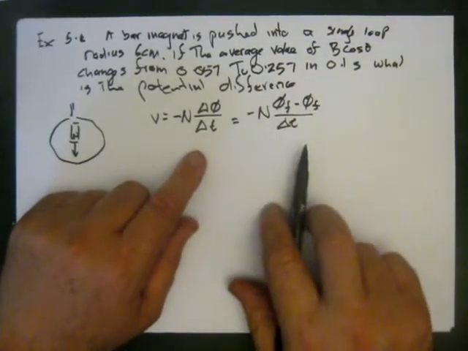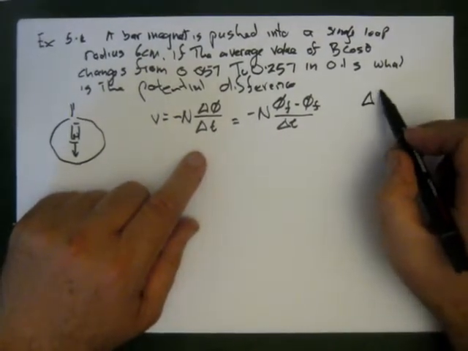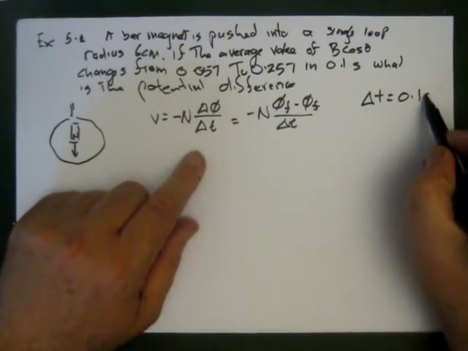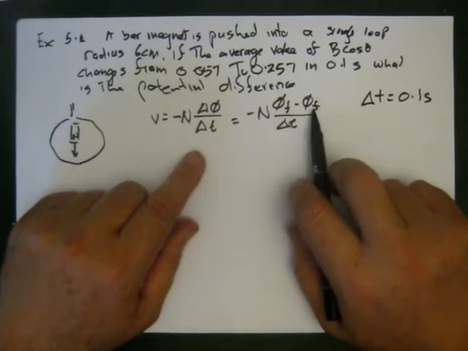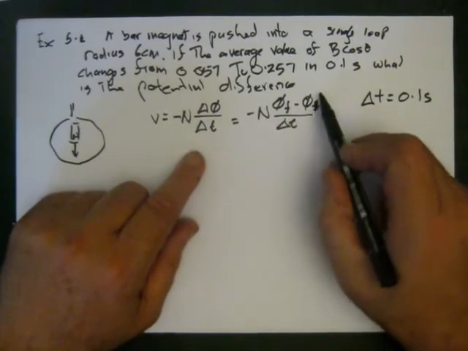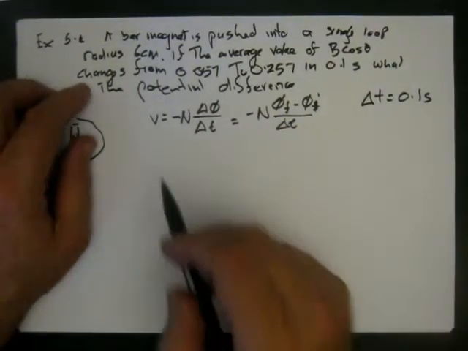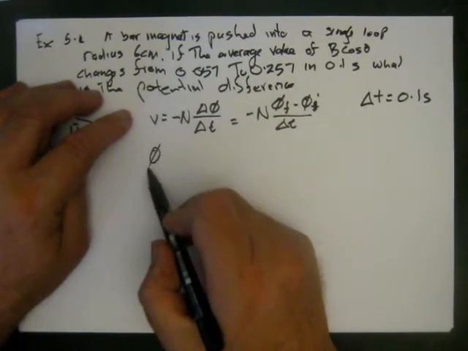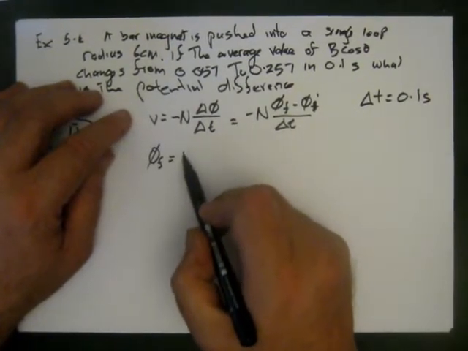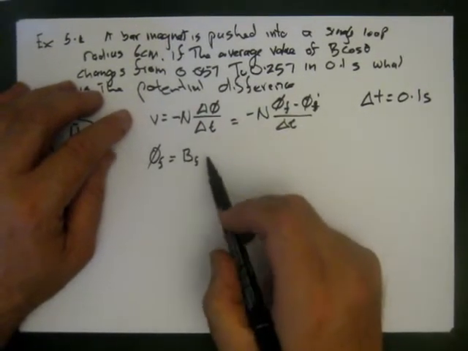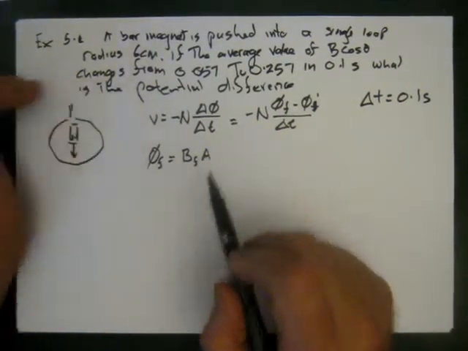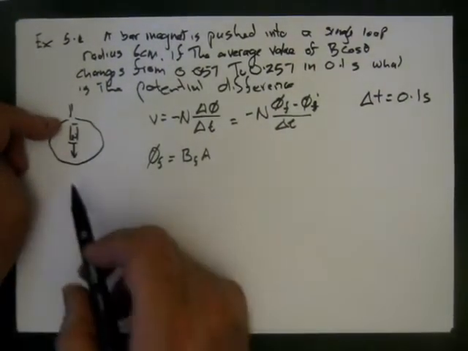We know what the change in time is. It's change in t equals 0.1 seconds. What's the initial flux? What's the final flux going to be? Well, there's several things we have to know here. Flux final is going to equal B final times the area. So the first thing we have to do is work out the area.